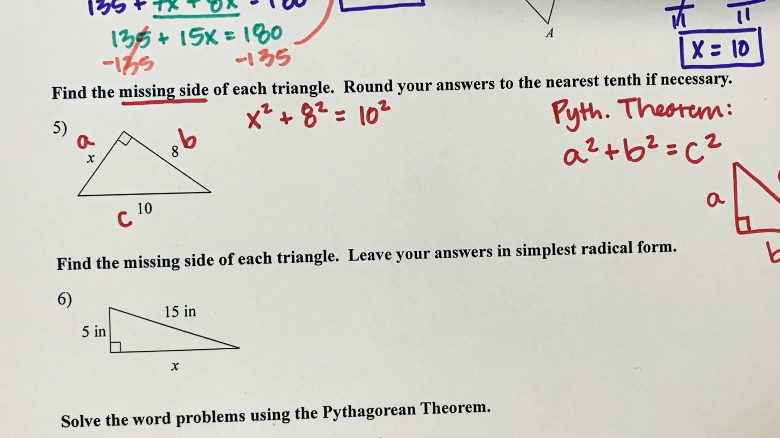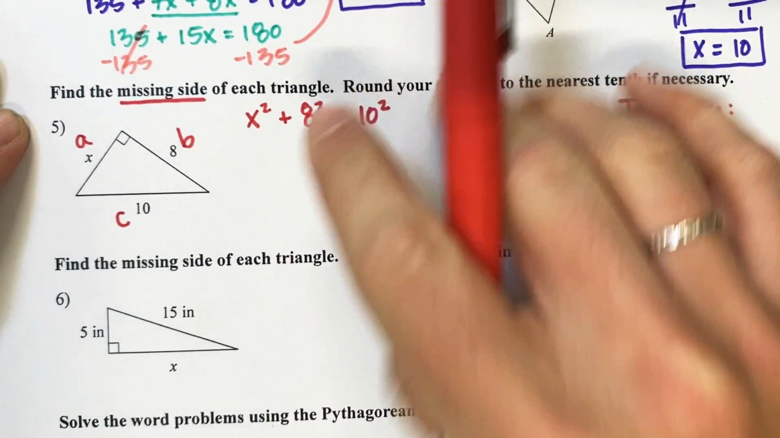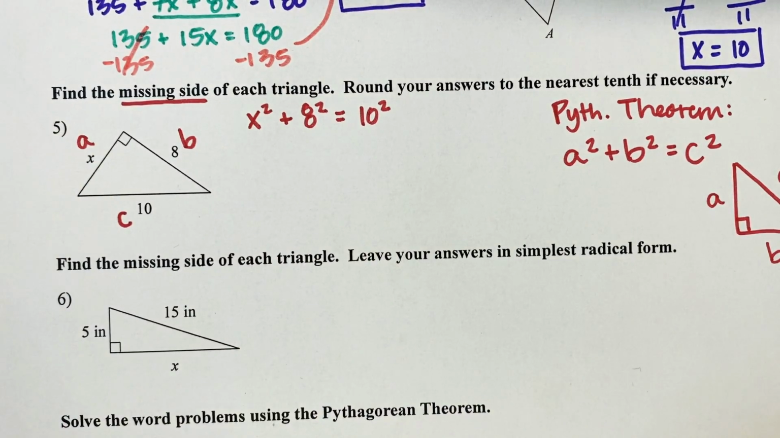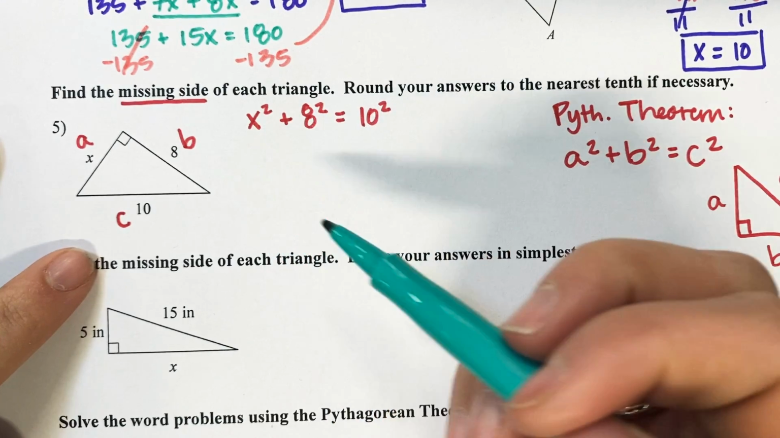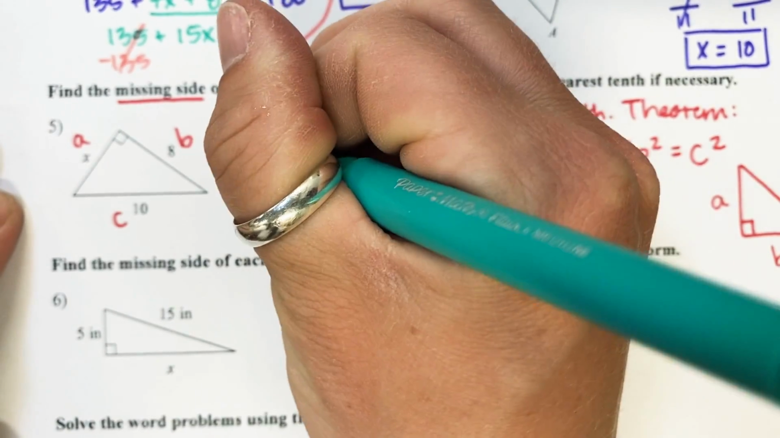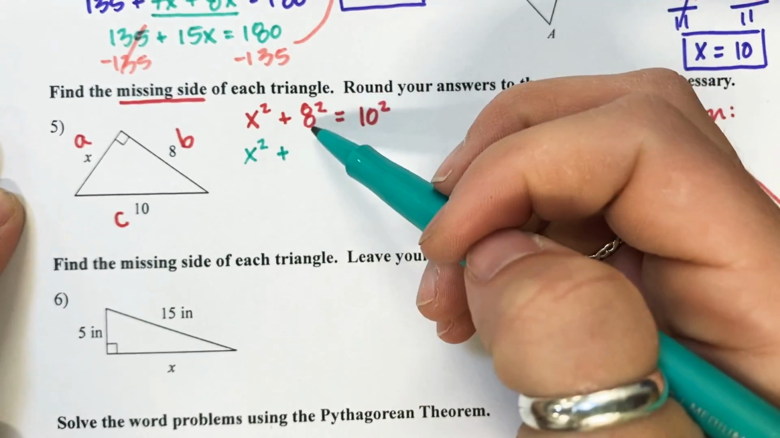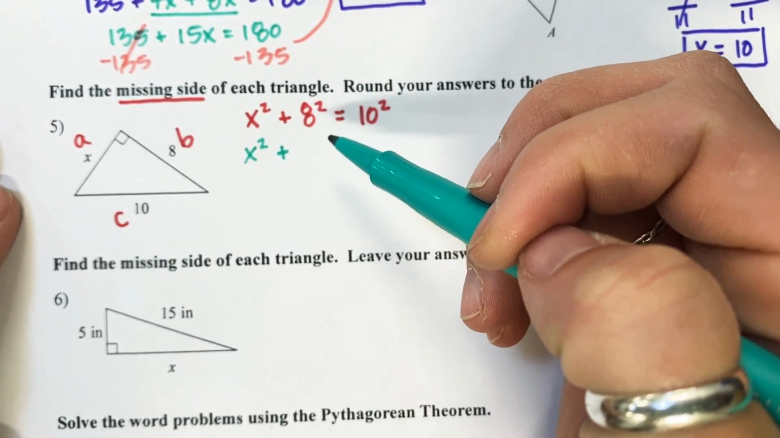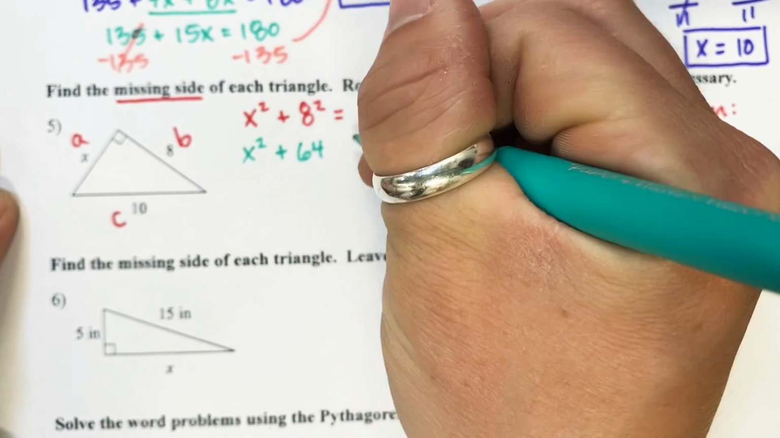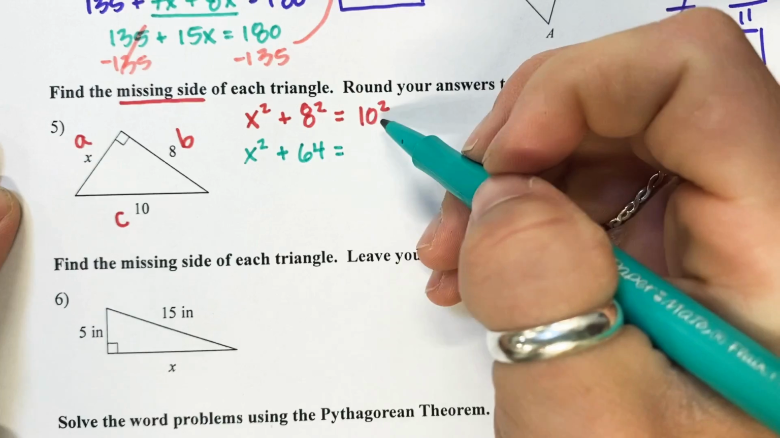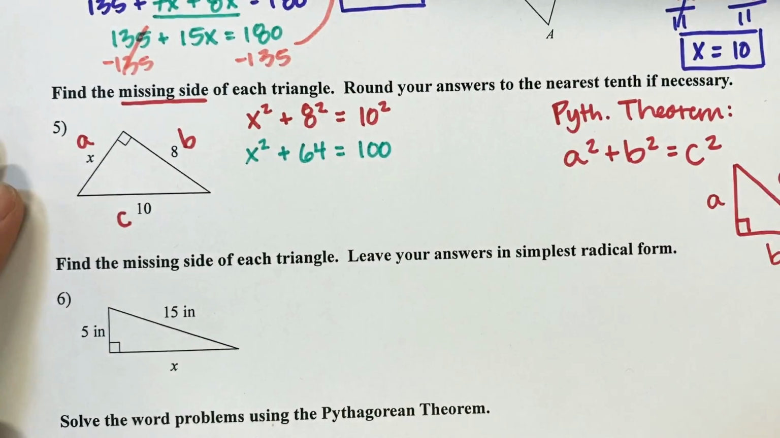Beautiful. Now I can start solving for x. Before I do that, I need to simplify these numbers. x squared we can't simplify because we don't know what x is, so that just has to stay x squared. Plus 8 squared. Well, what is 8 squared, or 8 times 8? We get 64. Equals 10 squared. What is 10 times 10? We get 100.